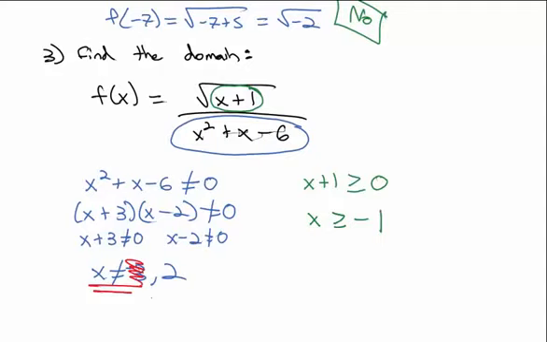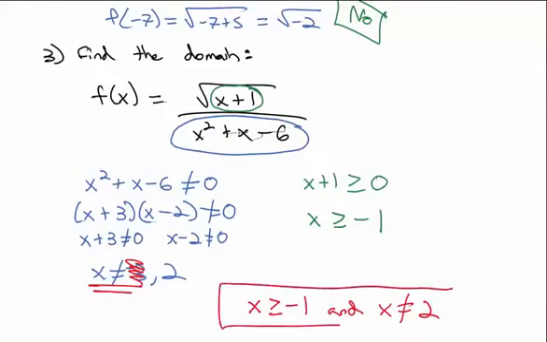So to clearly give our domain, we're going to say our domain is x has to be greater than or equal to negative 1, and x cannot be equal to 2. That's going to be the domain of this function.